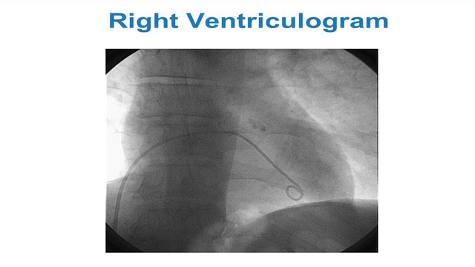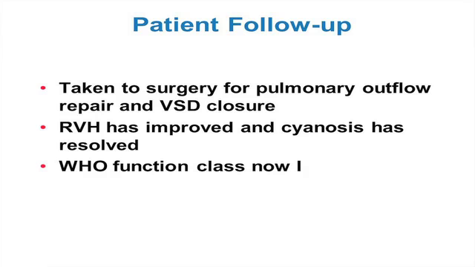So this is kind of the equivalent of hypertrophic cardiomyopathy with systolic anterior motion, but it's actually the right ventricle. So we figured this out. We actually sent him to surgery for his pulmonary outflow repair. He had a VSD closed at that point. His RVH actually subsequently improved, and now he's WHO function class 1. So this was actually a reversible Eisenmenger, but it wasn't Eisenmenger in the first place. So it's important to try to figure out the physiology.